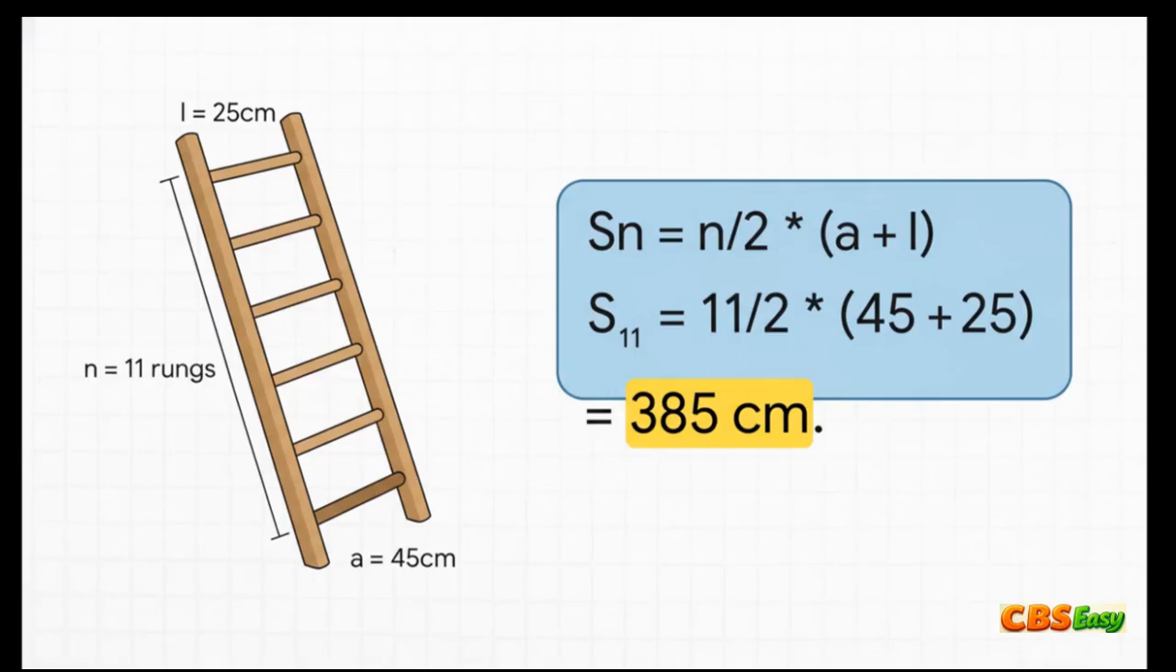Let's say it has 11 rungs. We know the first rung, A, is 45 centimeters, and the last one, L, is 25. Well, we have the perfect shortcut for this. The total wood needed is just 11 divided by 2, multiplied by 45 plus 25. A quick calculation, and we get 385 centimeters. Problem solved. No boring addition necessary.